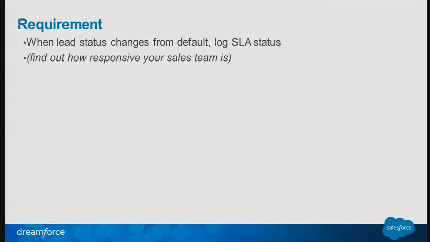Now let's get a little bit more sophisticated. And we're going to come up with a new requirement. The idea here is when the lead status changes from whatever the default lead status is, I want to create a new object. I'm going to log whether that lead was in or outside of the SLA period. And this is going to provide me some really valuable information, right? It's going to tell me historically I can see trends over time, if things are improving or not improving. I can drill down to individual salespeople and see their statistics. Really, really cool, useful stuff.